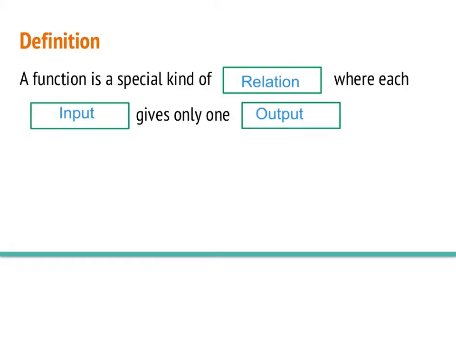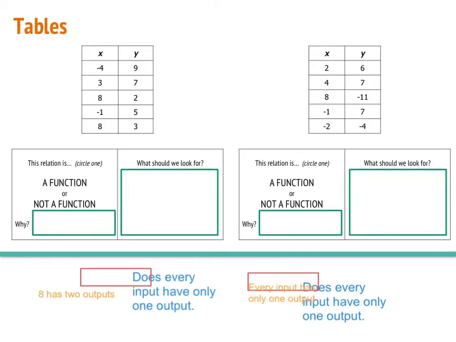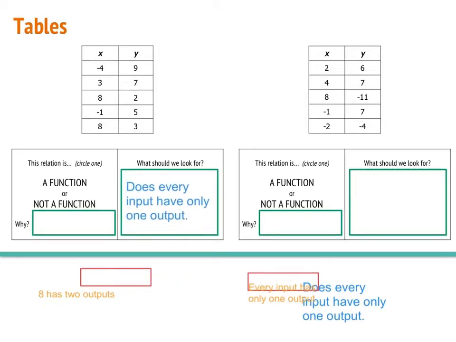So let's look at some examples. When we are given a table, we want to see if every input has only one output. So I'm going to look at the input, also known as the x values, and I'm going to see if there are any repeating x values. The x values that we have are -4, 3, 8, -1, and 8. So notice how the input of 8 is repeated twice with different outputs, with different y values.